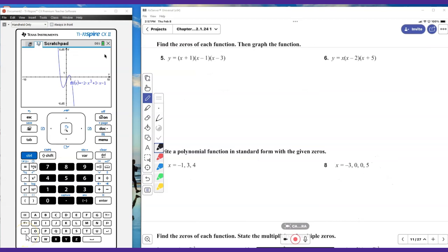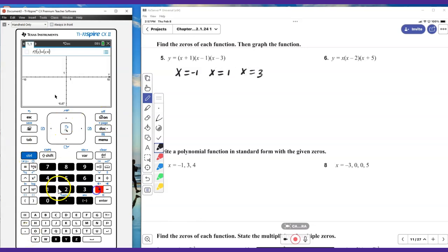It says find the zeros of each function and graph the function. So we have x equals negative 1, x equals 1, and x equals 3. Now, if you want, you can use your graphing calculator. x plus 1, parentheses, x minus 1, and parentheses, x minus 3.